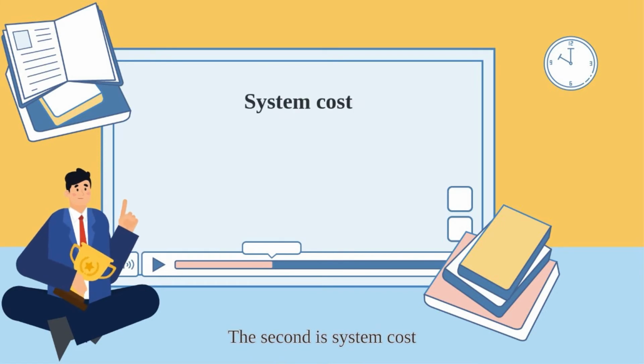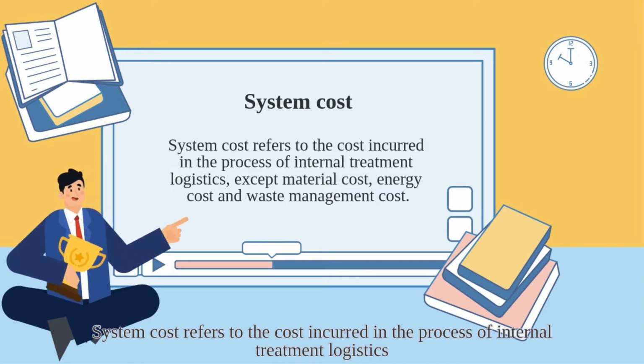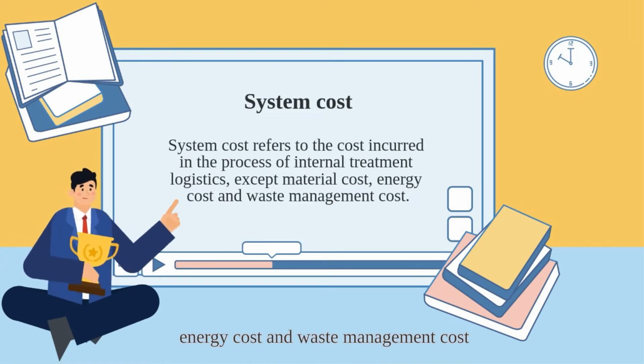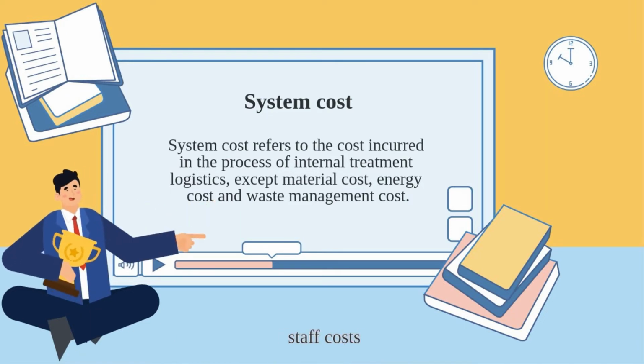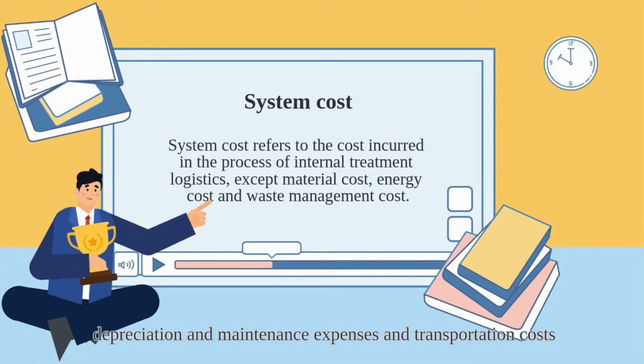The second is system cost. System cost refers to the cost incurred in the process of internal treatment logistics, except material cost, energy cost, and waste management cost. For example, staff costs, depreciation and maintenance expenses, and transportation costs.